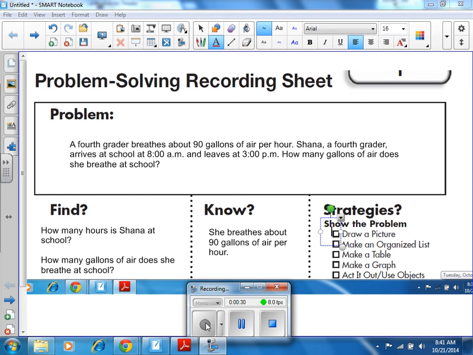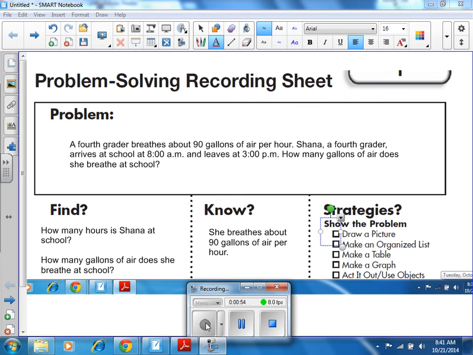My first step in problem solving is to make sure that I read and understand the problem. So I'm going to read it again. A fourth grader breathes about 90 gallons of air per hour. Shauna, a fourth grader, arrives at school at 8 a.m. and leaves at 3 p.m. How many gallons of air does she breathe at school? Okay, I think I have it.